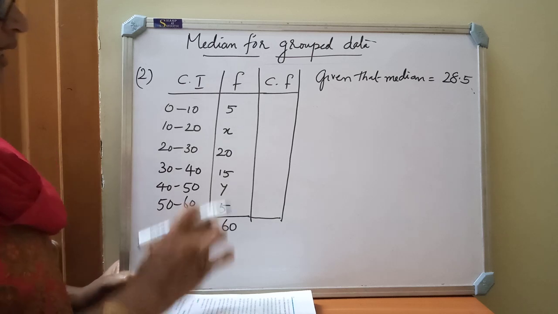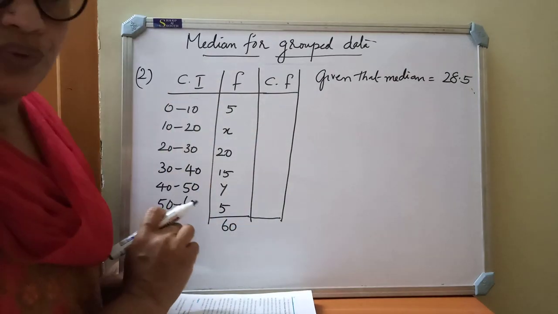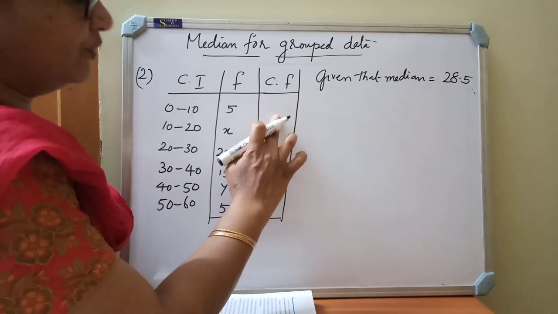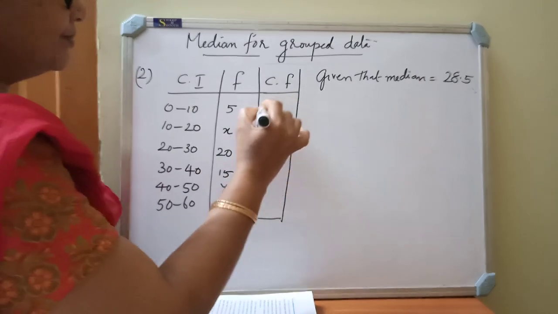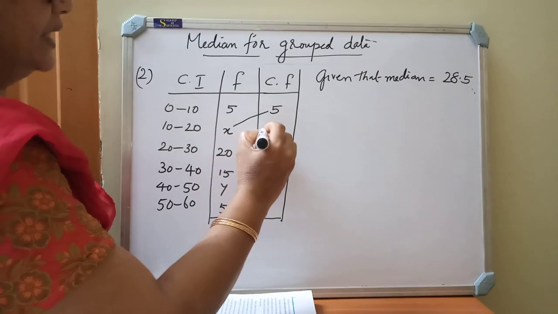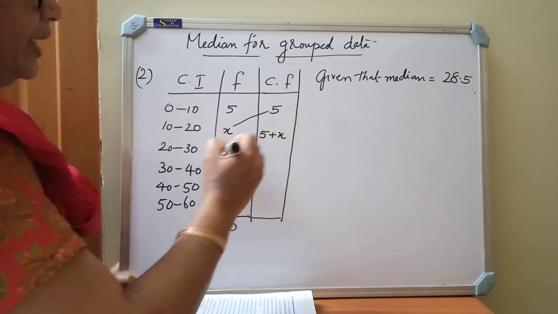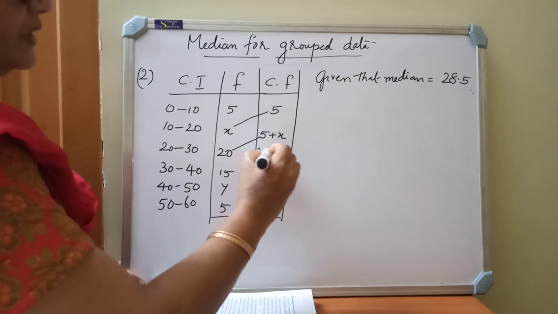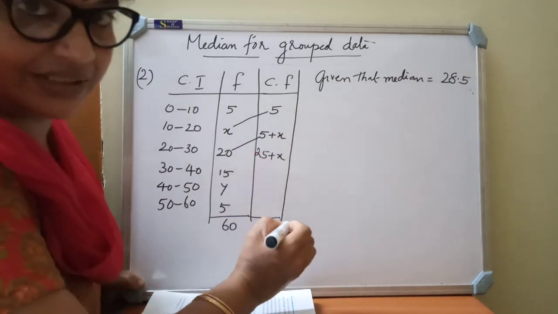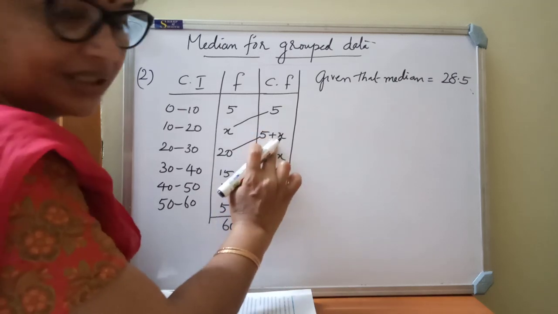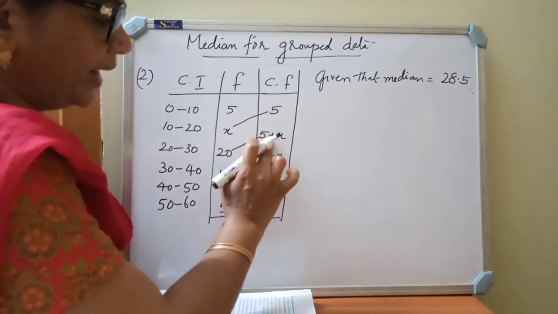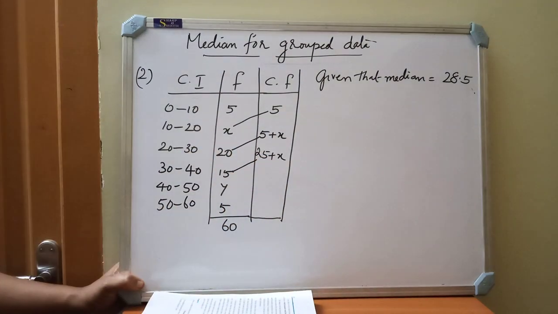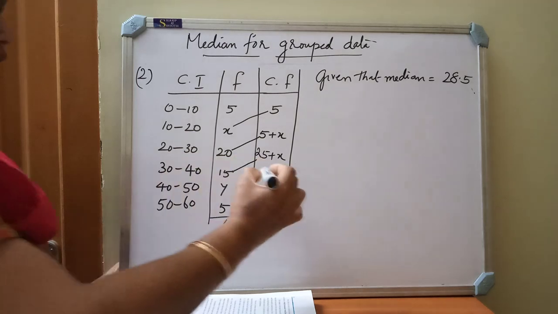So let me see how to find out the cumulative frequency first. What is the cumulative frequency of the first class? 5. Very good. Then add these two: 5 plus x. Then 5 plus x plus 20, 20 plus 5, 25 plus x. Don't write 25x, because addition is there. So numerals you have to add, plus the variable. Then 25 plus 15. What is 25 plus 15? 40. 40 plus x.